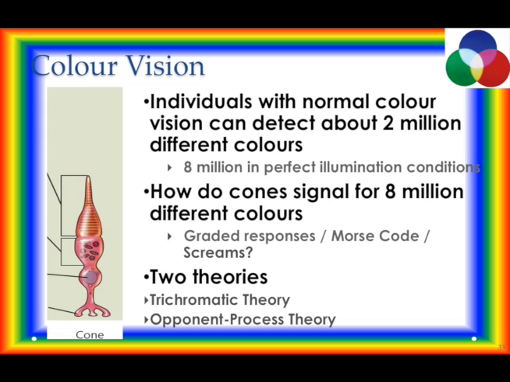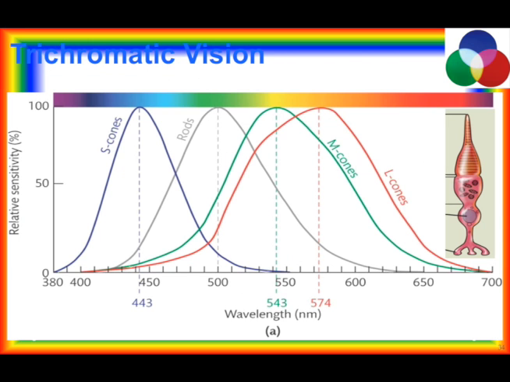But maybe they just scream. Maybe they're sending Morse code. It's fascinating to see how this all works. We are not going to go in depth into the theory right now, but there are two theories: trichromatic theory and opponent process theory. What we're going to talk about, though, is trichromatic vision.